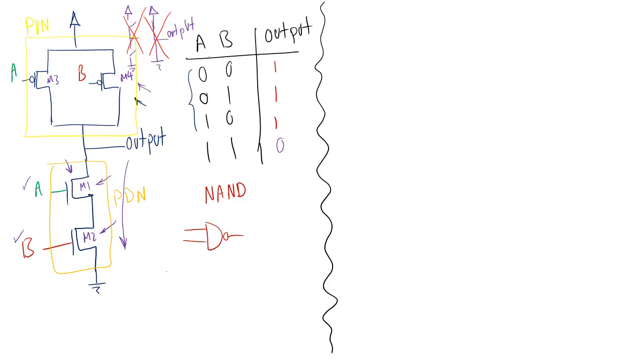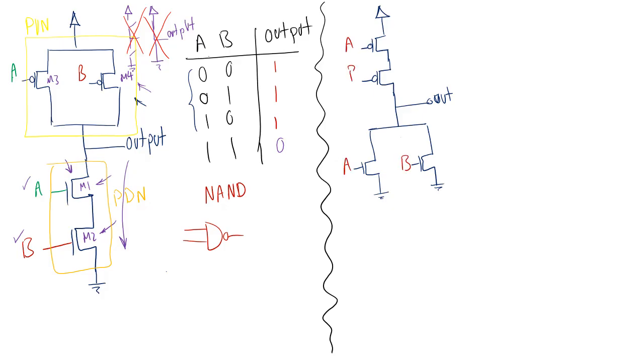Let's say I do the exact opposite of this, meaning that the PMOSs are in series and the NMOSs are in parallel. And again, the midpoint, I'm going to call it output. And the inputs are pretty much the same thing. So I have A and B here and here, A and B here and here.